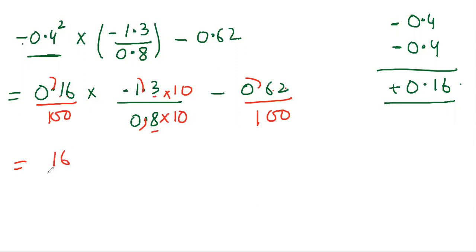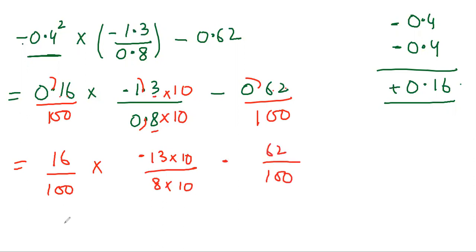So without decimals, we are going to write it as 16 by 100 multiplied by minus 13 multiplied by 10 by 8 multiplied by 10, minus 62 divided by 100. So 10 cancels with 10. Now there is a very important thing: here it is a minus sign and here it is a multiplier. So according to BODMAS rule, first of all we are going to deal with these two.